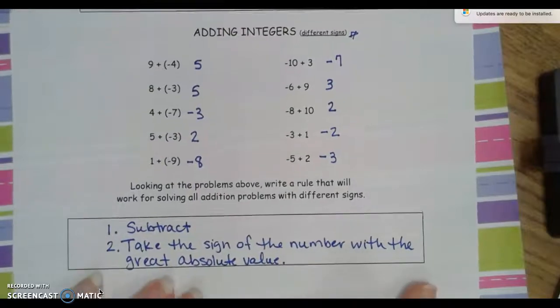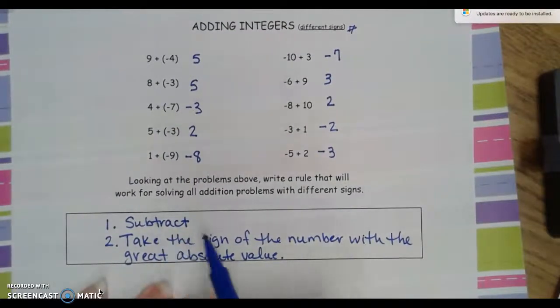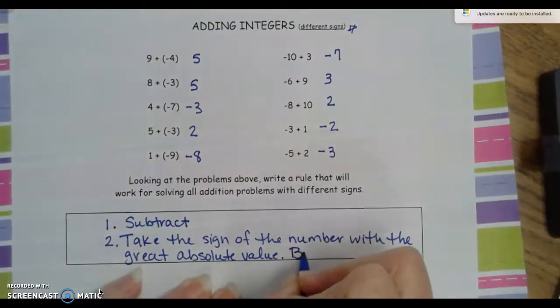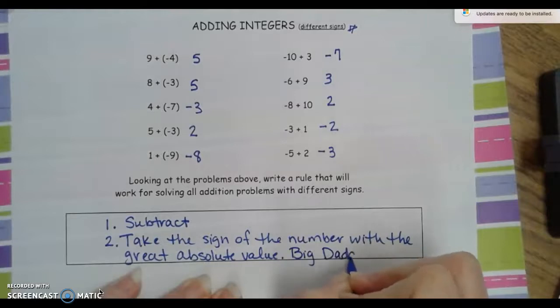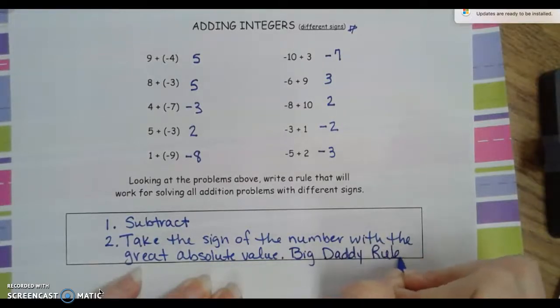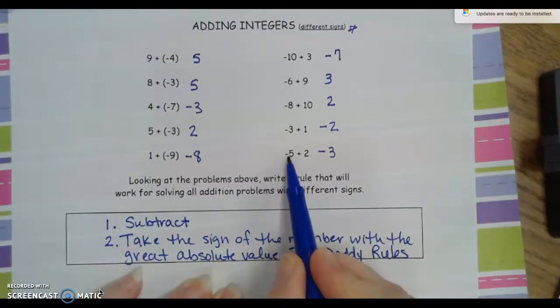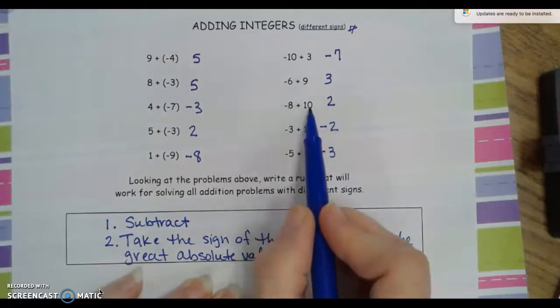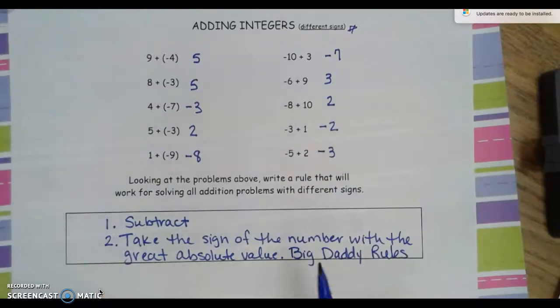Now, this is probably going to sound funny, but sometimes just to make life easier, it's hard to say take the sign of the number with the greatest absolute value, which is mathematically what has happened. That is mathematically correct. But sometimes we have some slang words in there to help us out. So I'm going to say Big Daddy rules. Is that mathematically sound? No. But sometimes that helps us remember. So Big Daddy is the 5, so it's going to stay negative. Big Daddy's the 3, it's going to stay negative. Big Daddy's the 10, it's going to stay positive. So Big Daddy rules just means to take the sign of the number with the greatest absolute value.